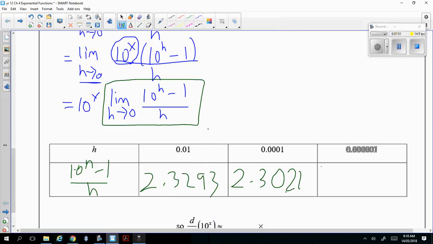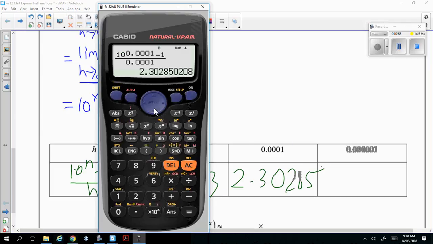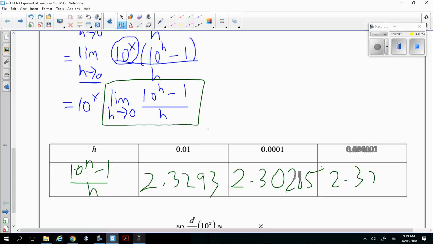All right, and then the last one, you have 1, 2, 3, 4, 5, 3, 2 more 0s. Yep. Oh, you get the same thing, isn't it? Or very close. 2.3026. Yeah, 26. Okay. All right.